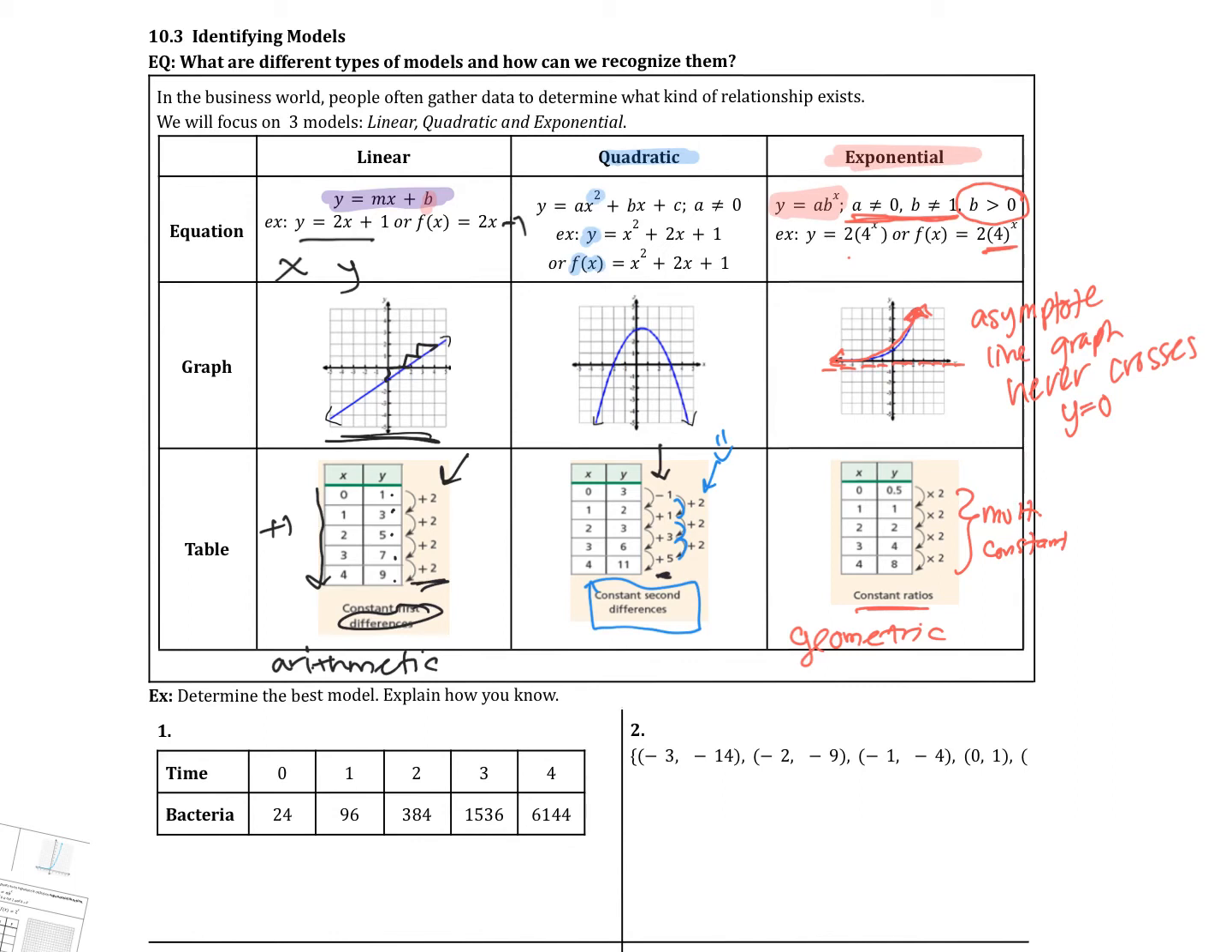So these are the three types of models that we are going to become familiar with: a linear model, a quadratic model, and an exponential model. And the key thing in this section, our essential question, is what are the different types of models? We just identified the three different types of models we're going to be discussing. But more importantly, how can we recognize them? So what we're going to do now is look at 4 examples. We're going to identify the type of model for each of those examples, and then that's going to be it.